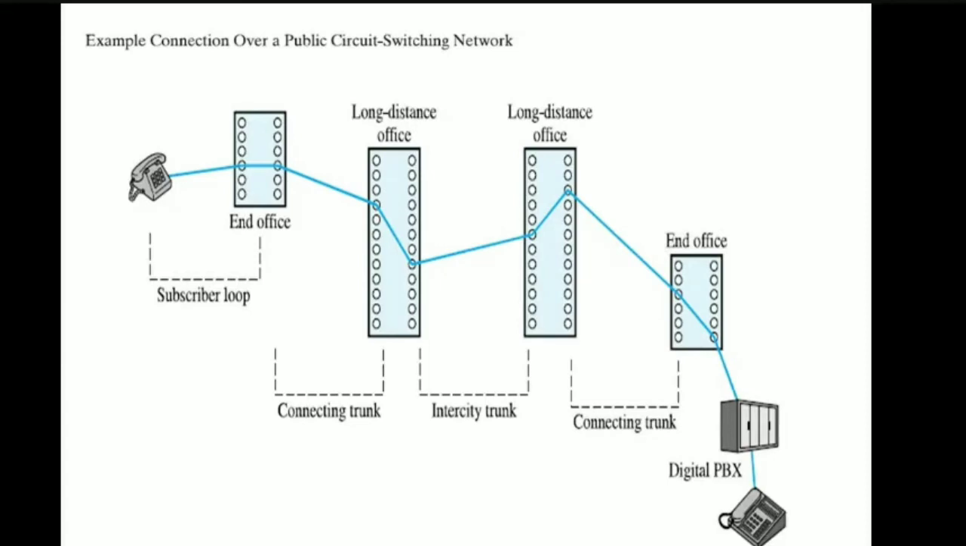And then we have long distance offices. And then finally we have end offices in the last, and then it is connected to a digital PBX, and then it is again connected to the other telephone at the other end. Okay, so these are all the different examples of circuit switching networks.